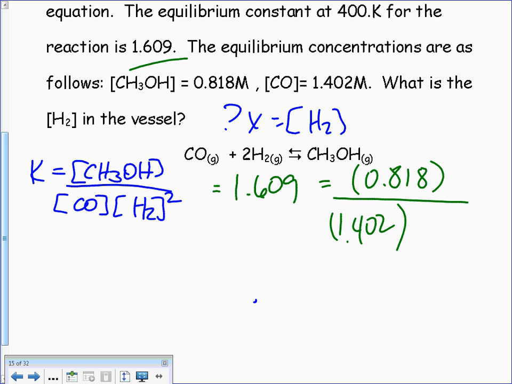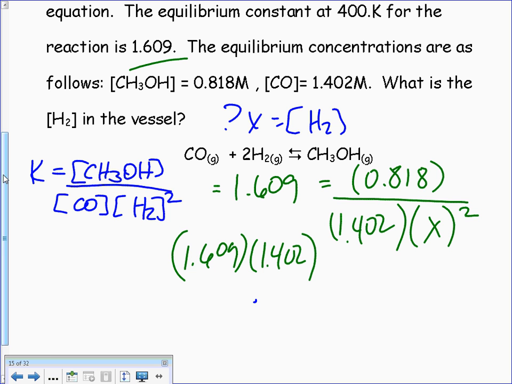1.402 goes in the bottom. Why am I not writing molarity? Because K is unitless, right? And then I'm going to put X to represent the hydrogen concentration squared. All right, so how do I solve for X squared? Algebra, right? Okay, so 1.609 times 1.402 equals 0.818 over X squared. I got you that far. What else?